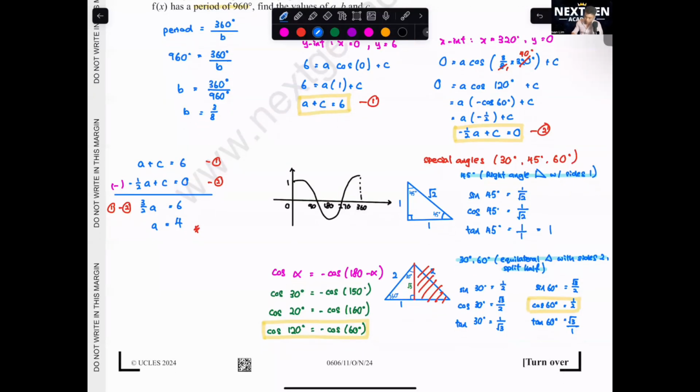Then we sub into 1. Okay, sub A into 1. 4 plus C equals 6. C equals 2. Okay, so you got these three answers.